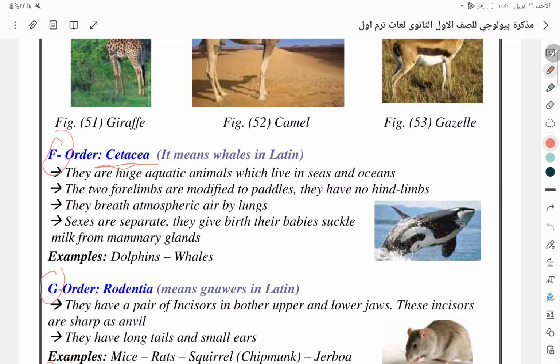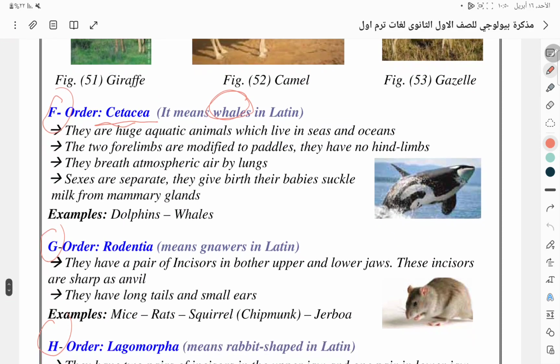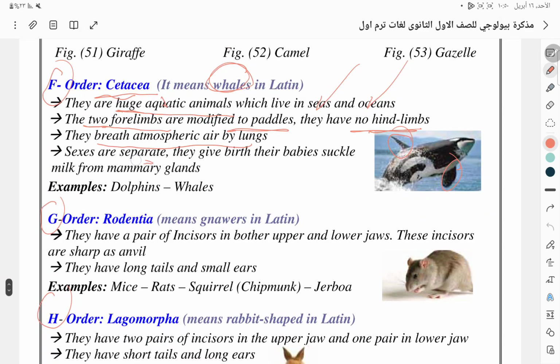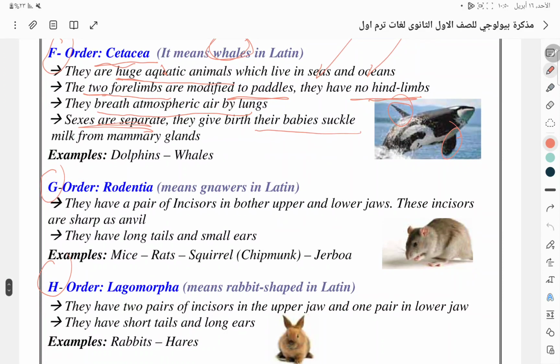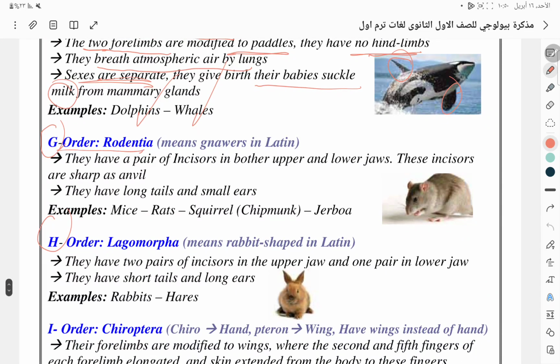Order Cetacea: whale. They are huge aquatic animals that live in the sea and ocean. The two forelimbs are modified to paddles. They have no hind limbs. They breathe by lungs, the sexes are separated, and they suckle milk to their young, like a dolphin and whale. Order Rodentia: they have a pair of incisors.